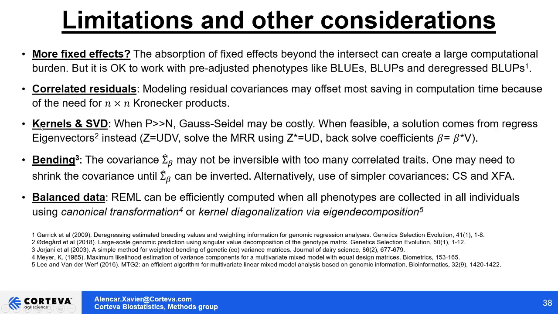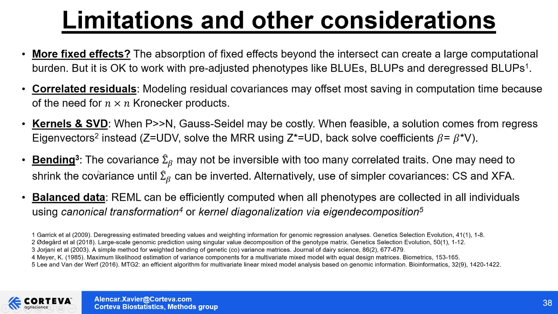What if you have kernels, like relationship matrices, or if your number of parameters is much larger than the number of observations? In these cases, the Gauss-Seidel can be costly. So an easy solution is to create a kernel and to eigen-decompose the kernel and solve the method using a ridge regression of eigenvectors, as described here.